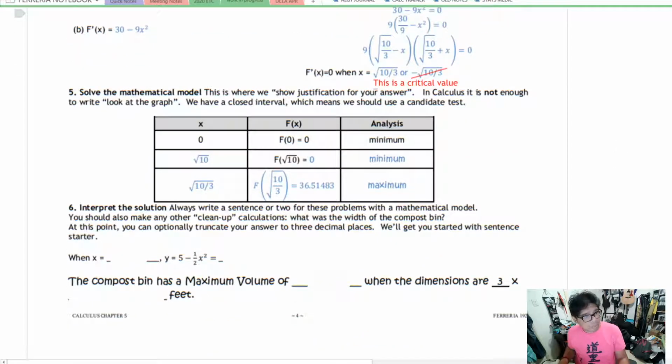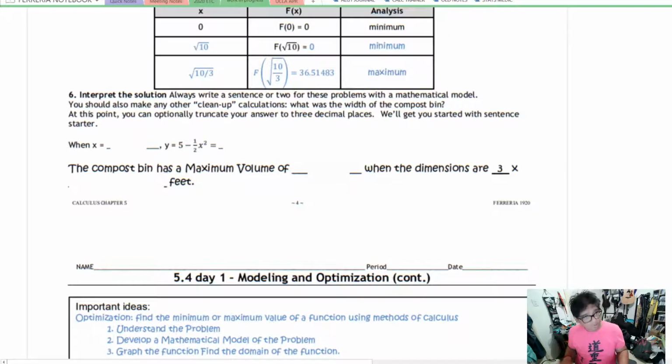So we're going to interpret the solution. Always write a few sentences. So when x equals root 10 over 3 and y equals 10/3, the compost bin has a maximum volume of 36.51483 when the dimensions of the bin are 3.651848 by 3.651848 by 3.3333. So that takes care of it.